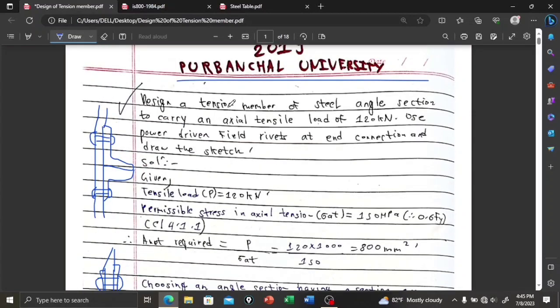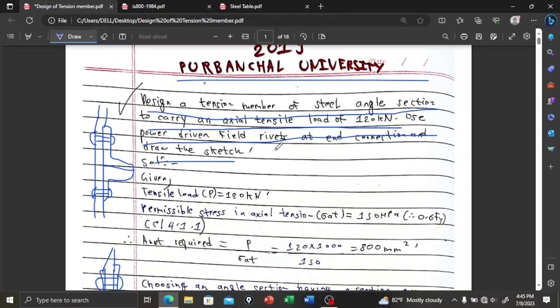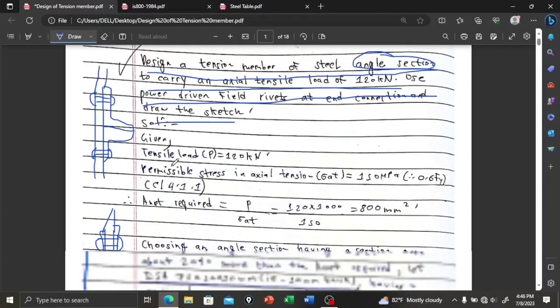The first question that was asked in 2019 Purvanchal University is: design a tension member of steel angle section to carry an axial tensile load of 120 kN. Use power driven field rivets at end connection and draw the sketch. We need to use this angle section to carry an axial load. So this is the first case.